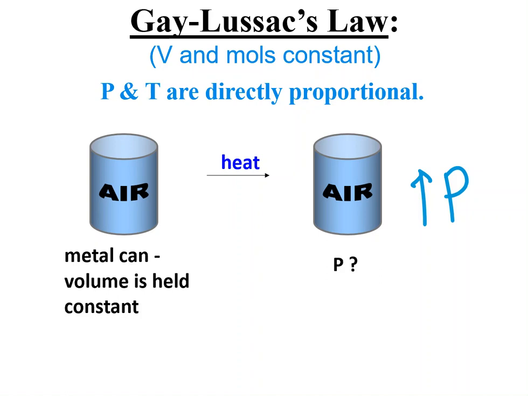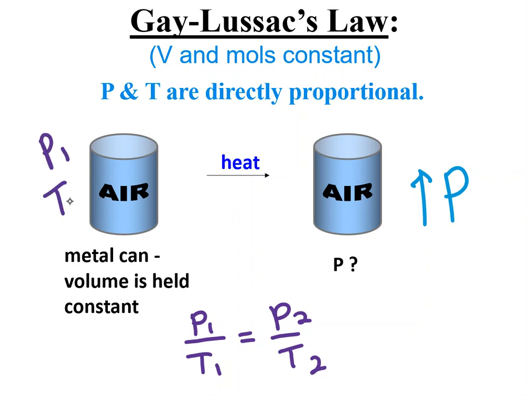And if we want to say how much the pressure goes up, we're going to use this equation. Where we have a pressure 1 before we heat it and a temperature 1. And then over here we know what we're heating it to, but we're looking for P2. Again, in this situation, the volume is constant, and it's a closed container, so the number of moles are constant. Let's look at how this works.